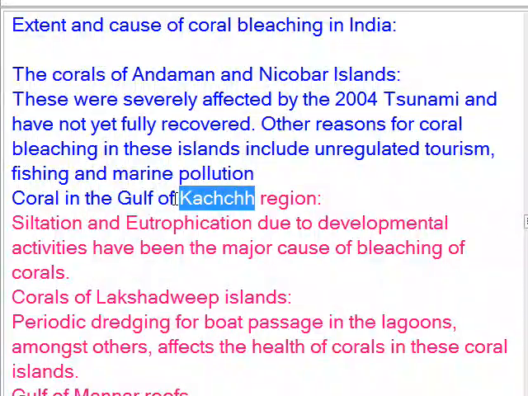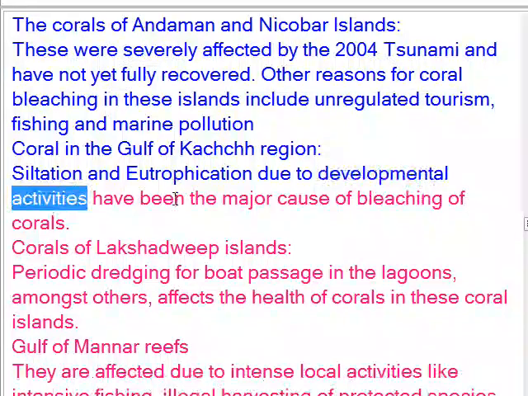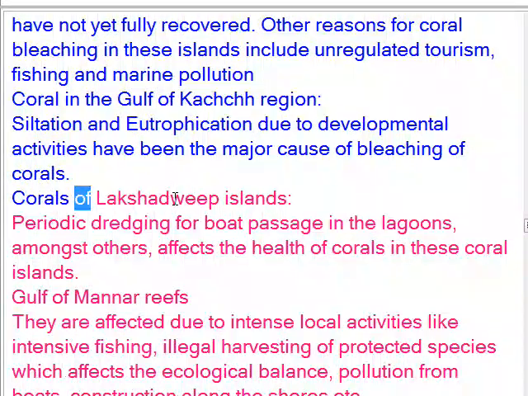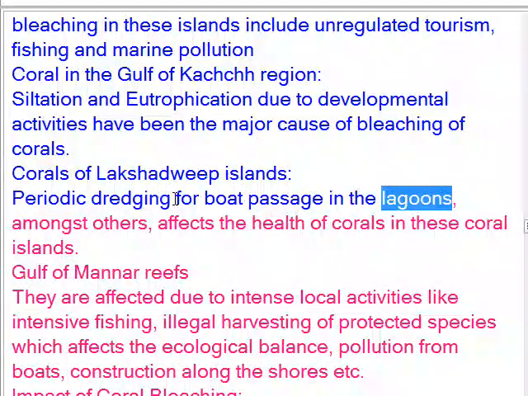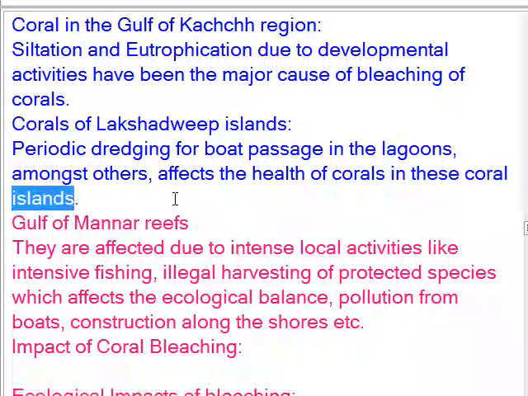Coral in the Gulf of Kutch region, siltation and eutrophication due to developmental activities have been the major cause of bleaching of corals. Corals of Lakshadweep Islands, periodic dredging for boat passage in the lagoons, amongst others, affects the health of corals in these coral islands.